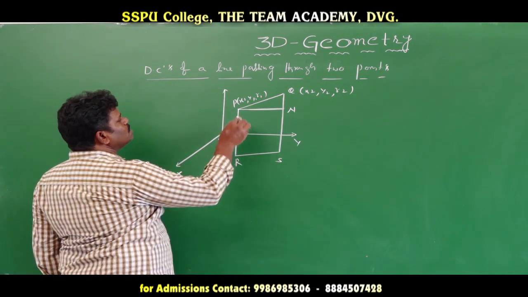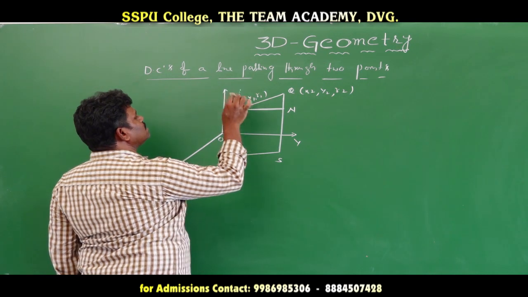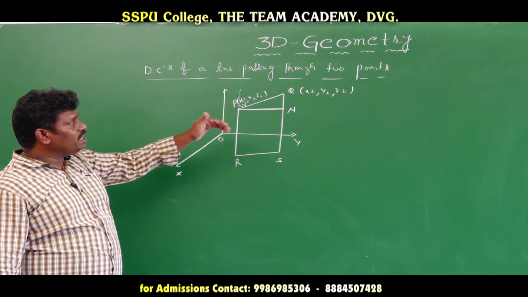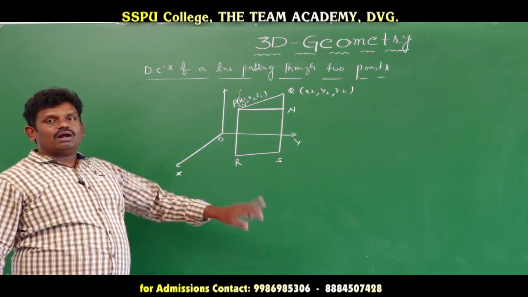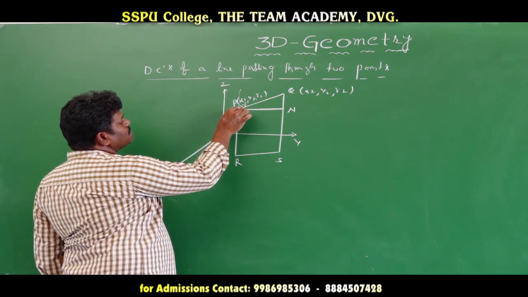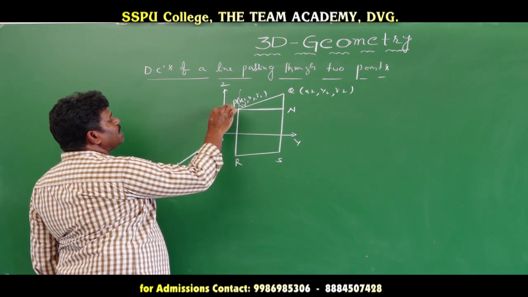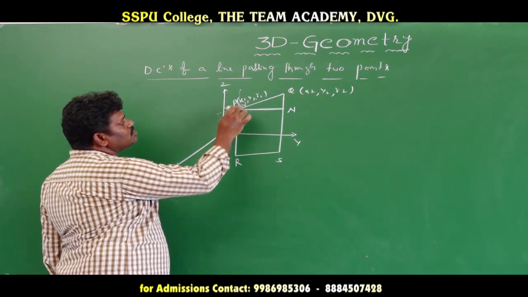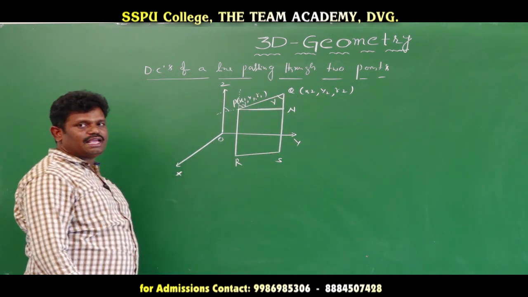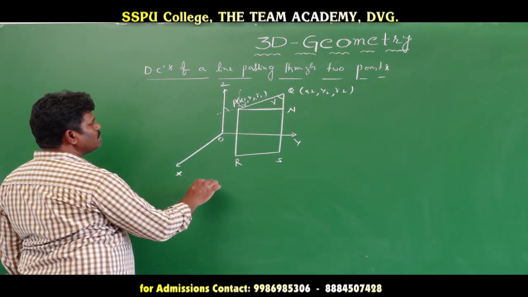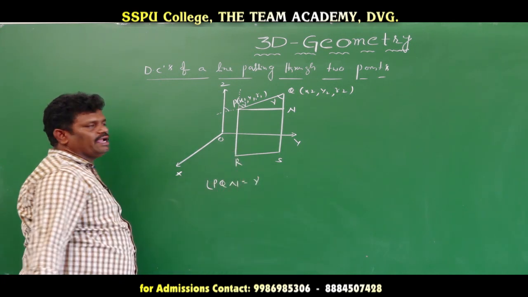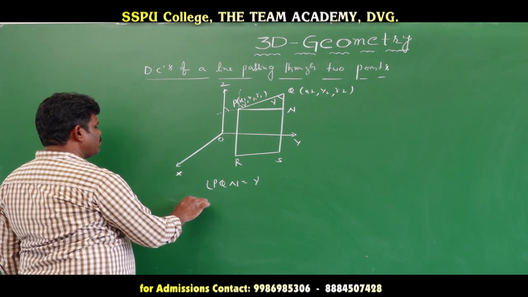Now if you extend this line like this, here the angle is gamma, because we already said that the PQ line makes the angles alpha, beta, gamma with the coordinate axes. Here is the z axis. If you extend this line, then automatically this angle is also gamma. So angle PQN is equal to gamma.